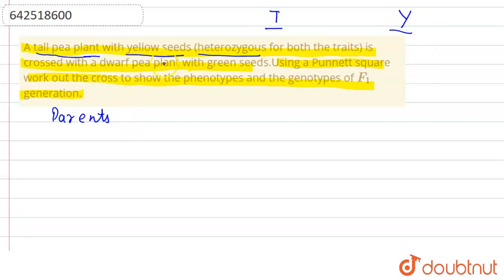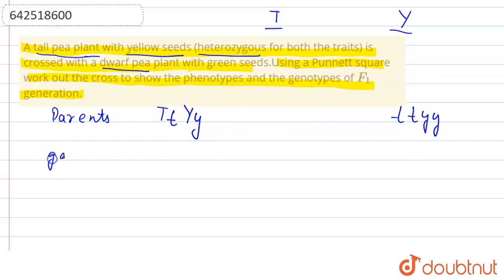Now we have to make the gametes, or we have to make the genotype of the tall pea plant here, which is having the yellow seed and it has the heterozygous condition. Then it will be like this, right? So it has the heterozygous condition, this for the one trait and this for the other trait here. And the other one is the dwarf pea plant here, so it will be in the homozygous condition, which will be tt yy here, right?